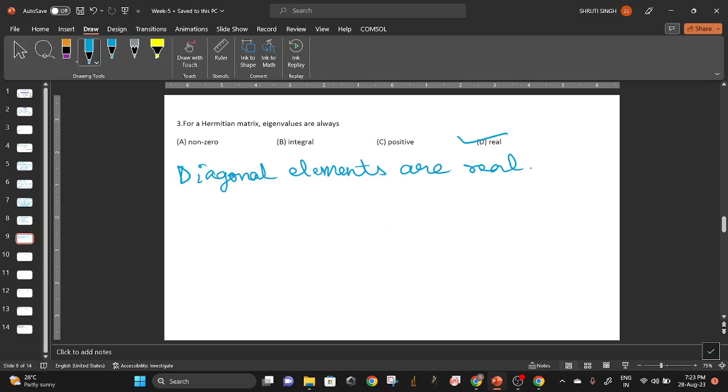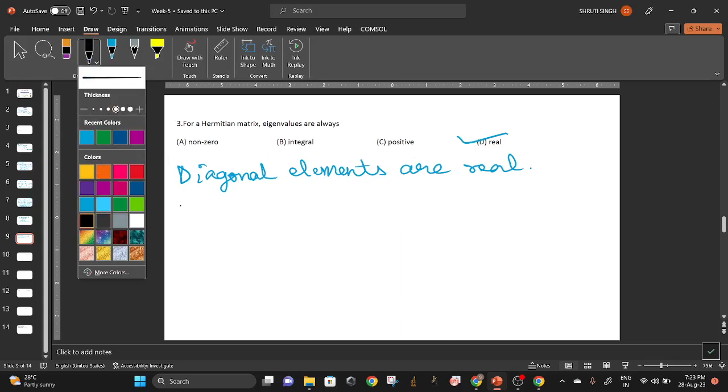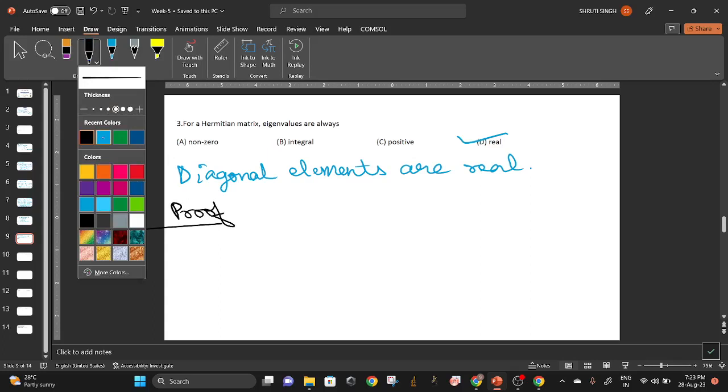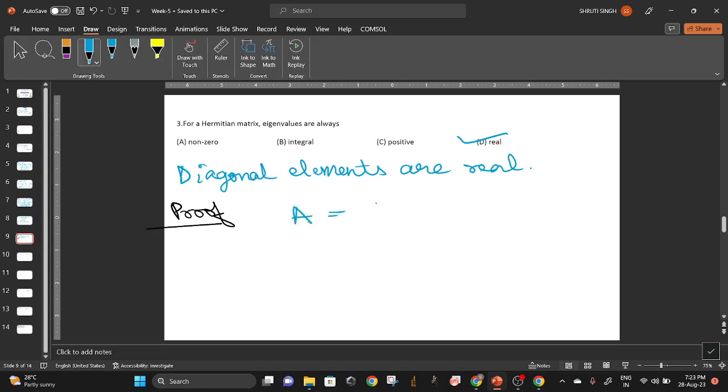So let's try to prove this one as well. Now what is a Hermitian matrix? It is equal to its adjoint, self-adjoint. A is equal to A dagger. And how do we find eigenvalues? A xi is equal to lambda_i xi.